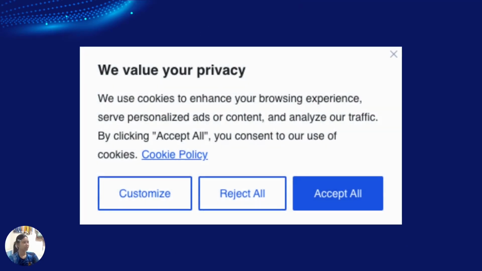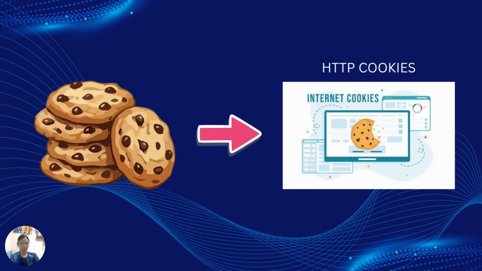Now, have you ever seen those pop ups on websites asking you to accept these cookies? Familiar? Well, most of us just click yes without reading them all. But by doing that, we actually allow websites to track our behavior. Now, these are called cookies.